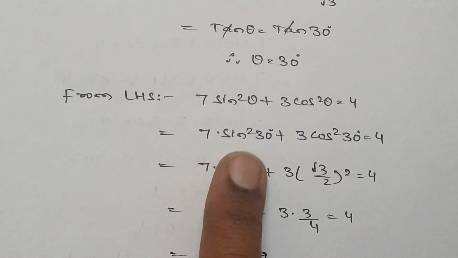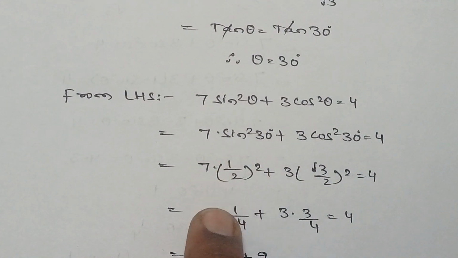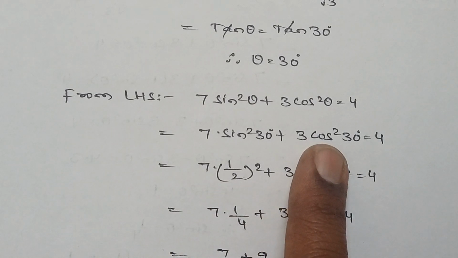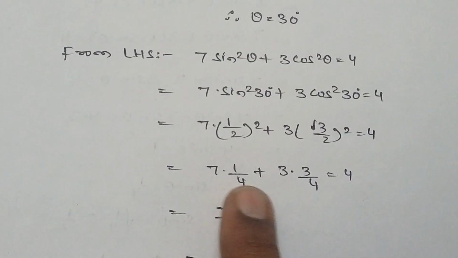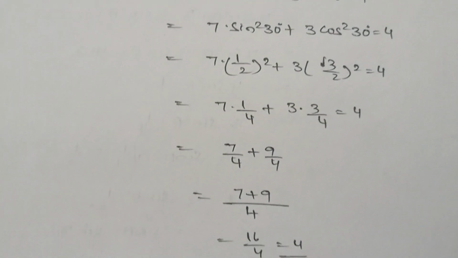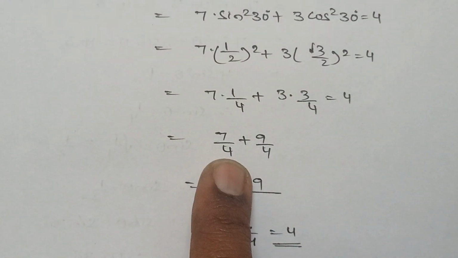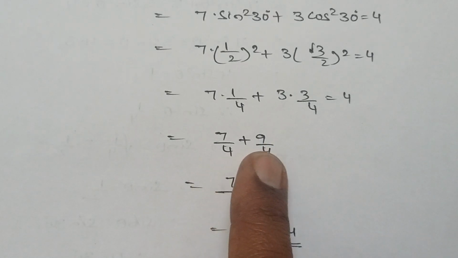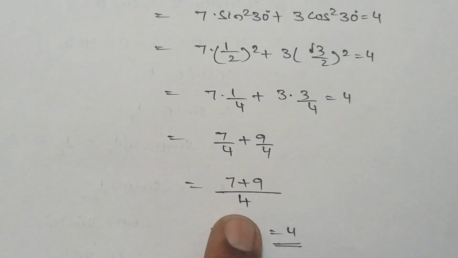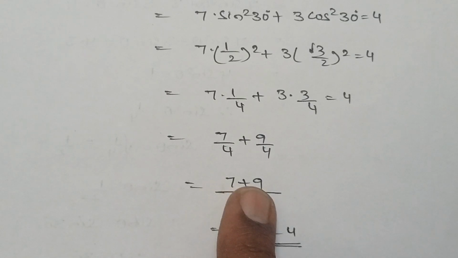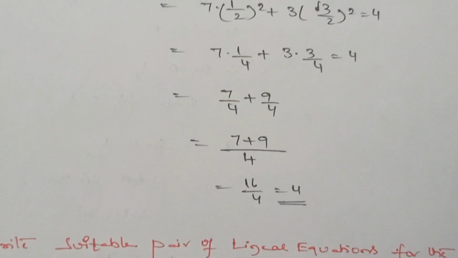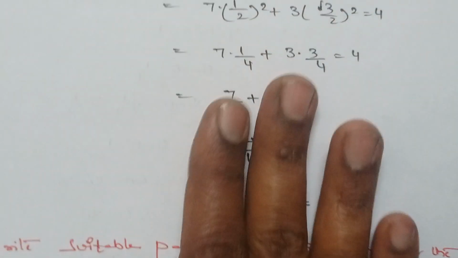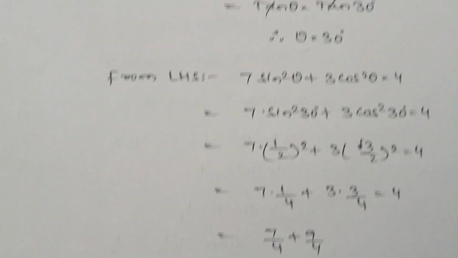Now what is sin square 30? 1 by 2 whole square. What is cos 30? Root 3 by 2 whole square, equal to 4. Now simplify. What do we get after simplifying? We get fractions: 7 by 4 plus 9 by 4. LCM is 4. We get 7 plus 9, that equals 16 by 4. We got RHS as 4. Therefore this also satisfies. I hope you understand this sum.